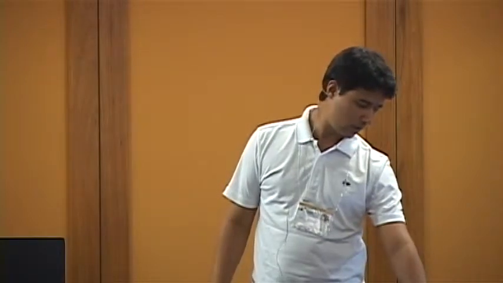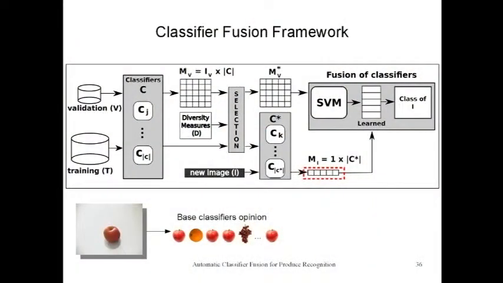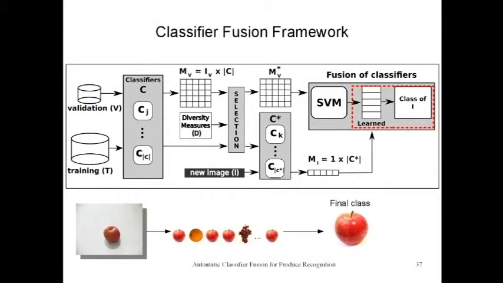But how can we use this final classifier to identify the class of a new image? The first step is to compute the feature information. Use this feature information to compute the basic classifier's opinion, the selected basic classifier's opinion. After that, we can use the final classifier obtained in the last step to compute the final class of this image.